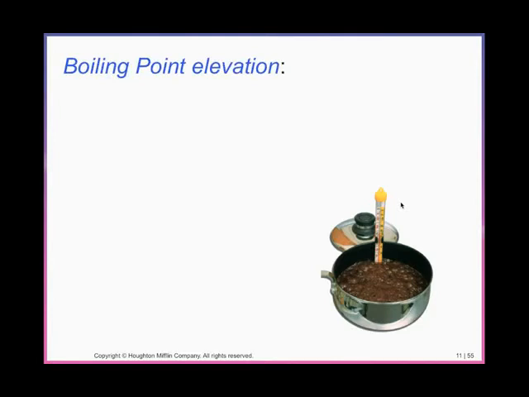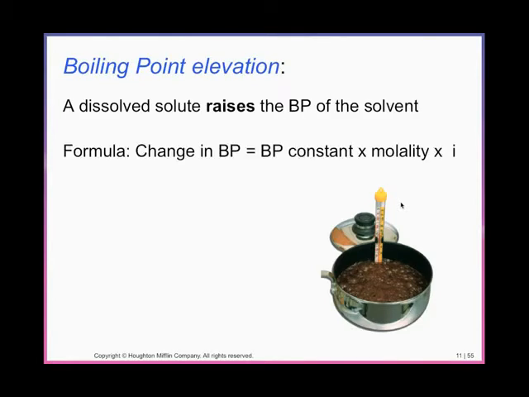Now for boiling point elevation, we have a very similar formula, only it's B for boiling: delta T_b equals K_b times m times i. So the only difference is it's a B for boiling. Now there is a difference in the constant. There's a different boiling constant from the freezing constant, even for the same solvent. So you can't use the same constant for that.